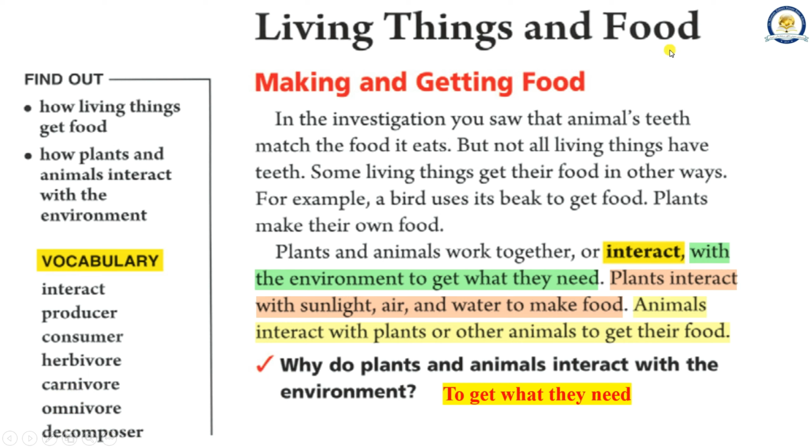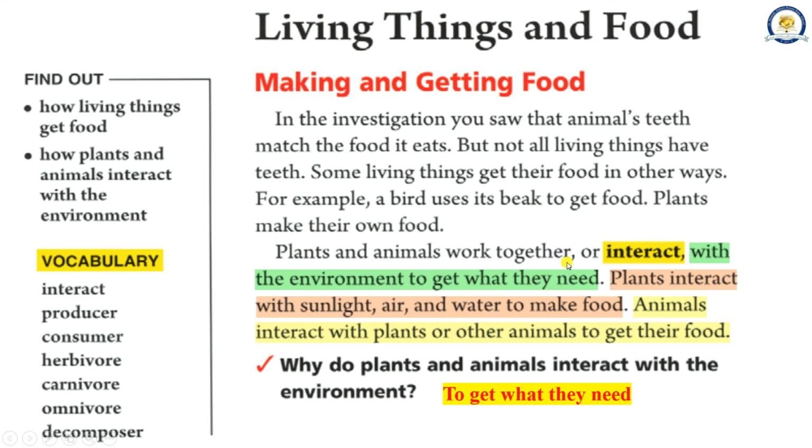Living things and food. Making and getting food. In the investigation you saw that an animal's teeth match the food it eats. But not all living things have teeth. Some living things get their food in other ways. For example, a bird uses its beak to get food. Plants make their own food.